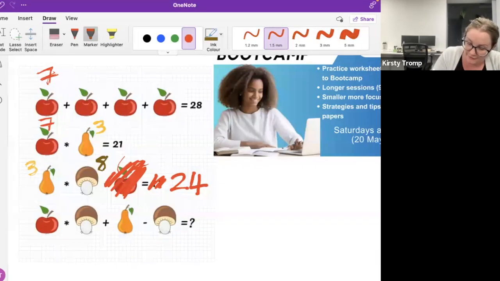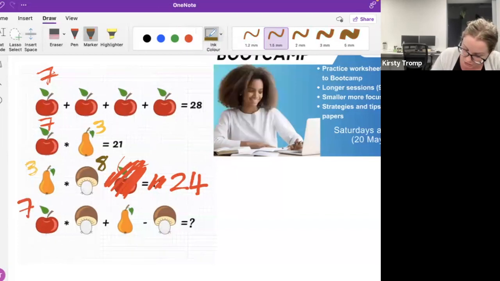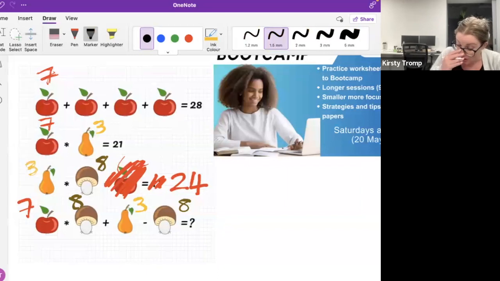So now I have my apple of 7, my mushroom of 8, times by my pear, which was 3. All right, what is my grand total? What's my grand total answer for today? Don't forget your body mass.